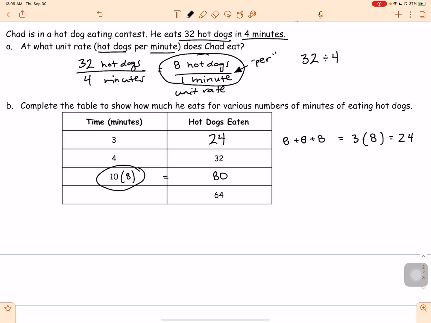If I'm multiplying by 8 here, now I'm going to take 64 and divide it by 8. So this 64 came from the right-hand side. And this one is nice. It's just 8 minutes, right? And that makes sense because 8 times 8 is 64. So 8 hot dogs every minute, and 8 minutes would be 64 hot dogs.